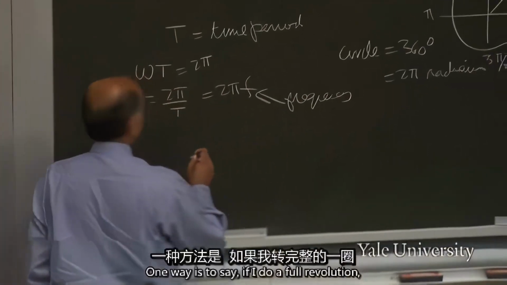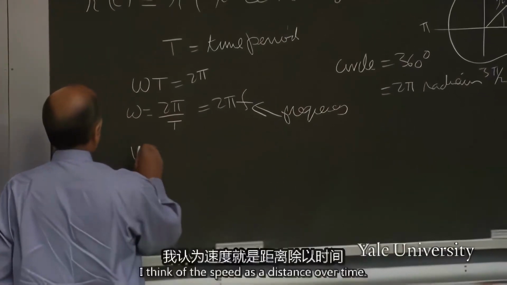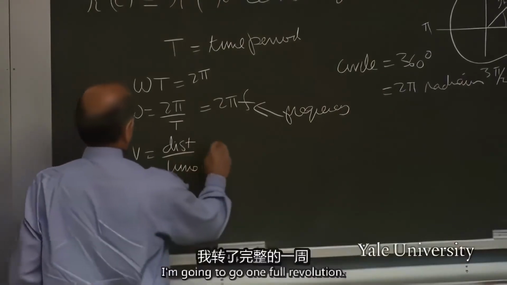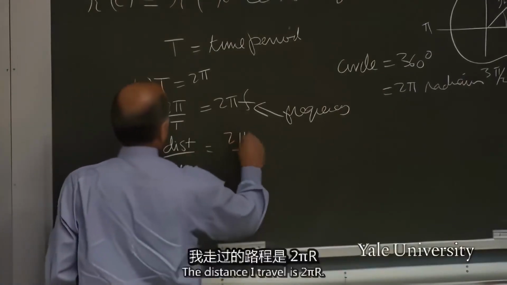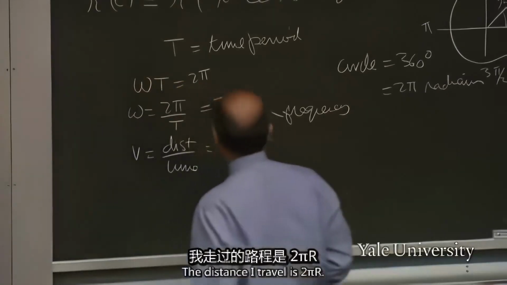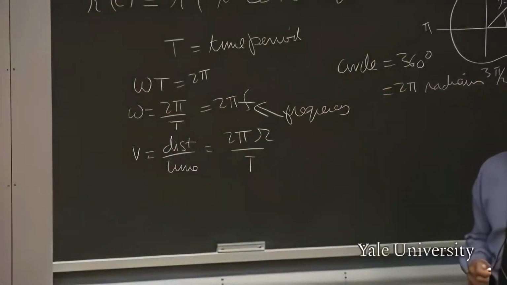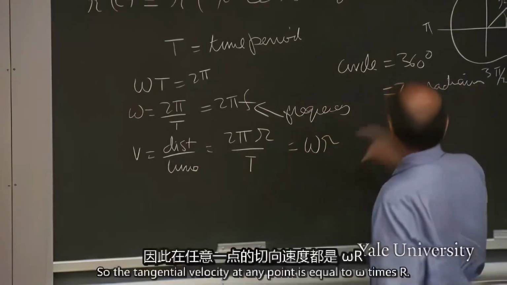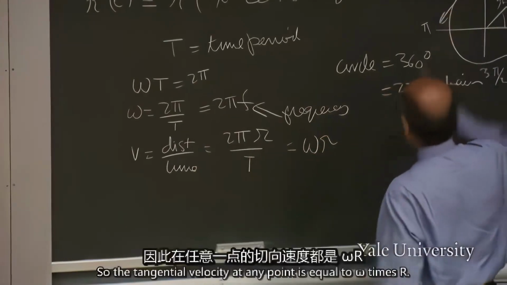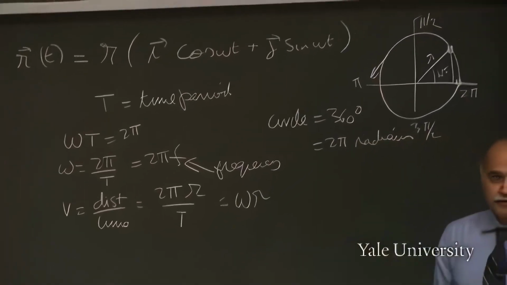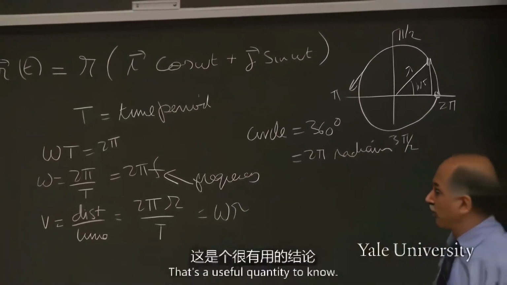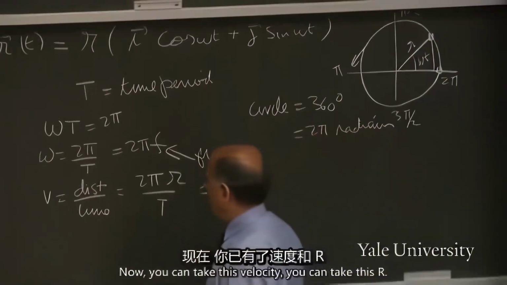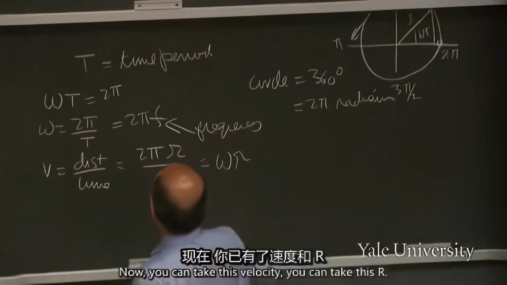One way is to say, if I do a full revolution, I think of the speed as the distance over time. I'm going to go 1 full revolution. Distance I travel is 2 pi r. But 2 pi over t was identified as omega. So the tangential velocity at any point is equal to omega times r. That's a useful quantity to know. So now you can take this velocity and you can take this r.